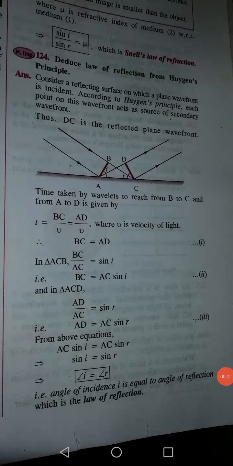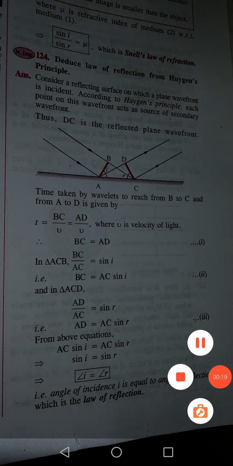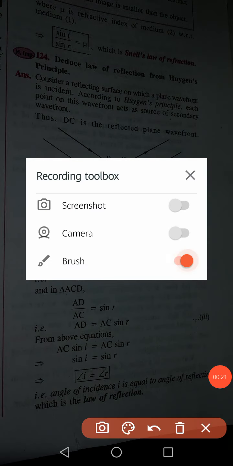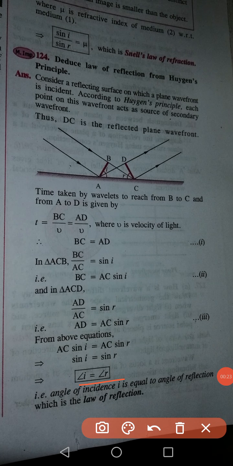In the last video we discussed Huygens principle. Now today we will prove the law of reflection from Huygens principle. The law of reflection means the second law, that is, angle I is equal to angle R. This law we are going to prove using Huygens principle.